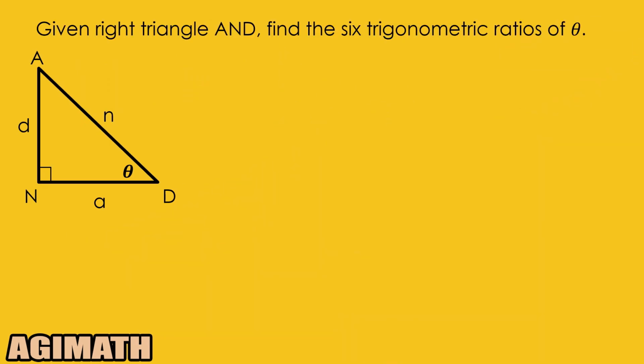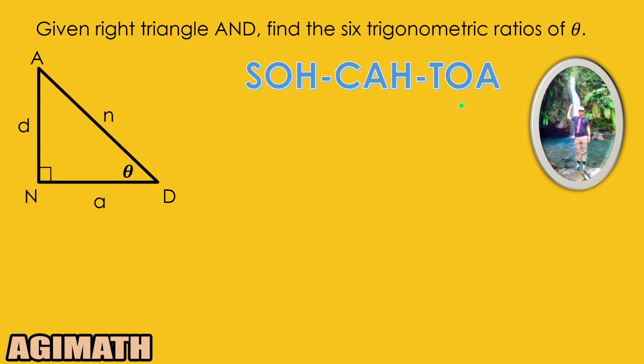Given right triangle A and D, find the 6 trigonometric ratios of theta. So this symbol again is theta. Now we are asked to find the 6 trigonometric ratios of theta. So again, if we're talking about the 6 trigonometric ratios, the mnemonic we are going to remember is SOHCAHTOA. Captain SOHCAHTOA.